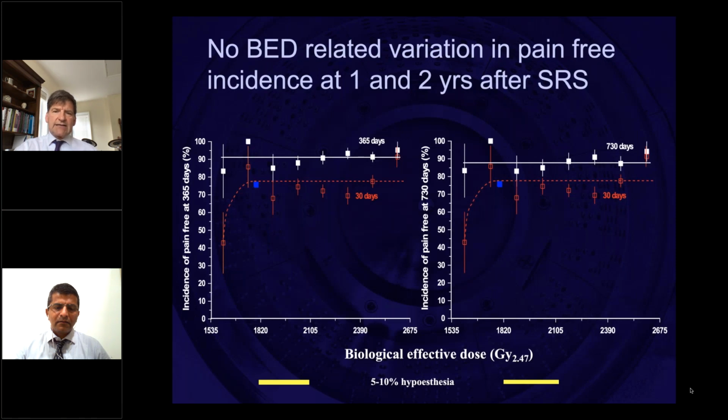So when we looked at BED versus the incidence of freedom from pain at 1 year and 2 years, there was no statistically significant effect between BED and the incidence of freedom from pain. And you can see that for 1 year, the incidence of pain-free is just over 90%. For 2 years, it's just under 90%, but you can see very little effect in terms of BED, and that wasn't statistically significant.